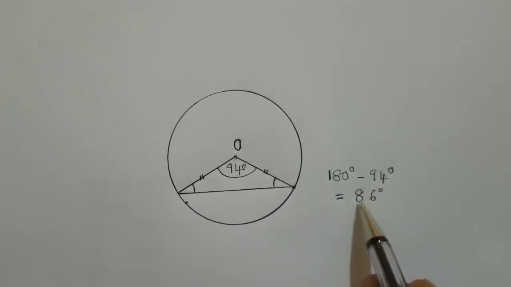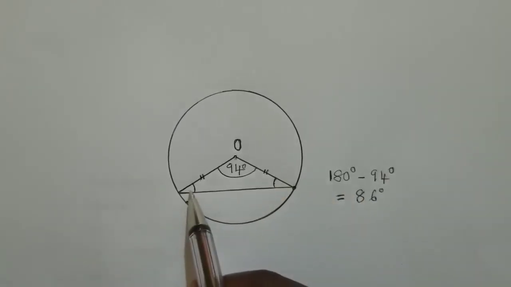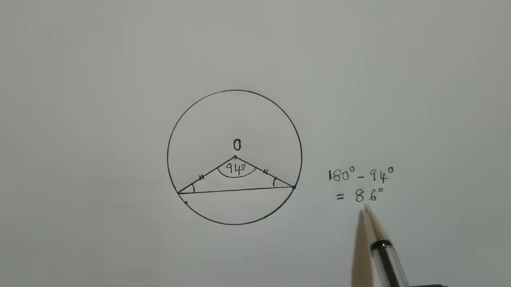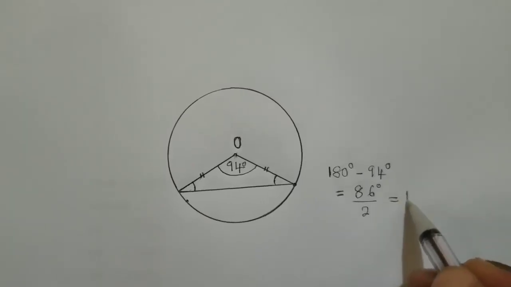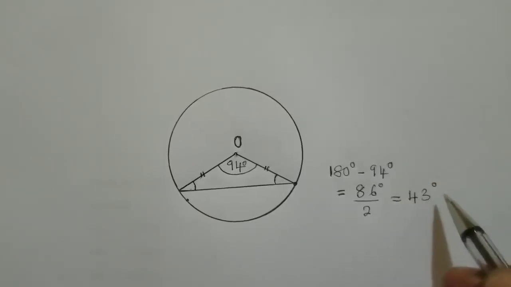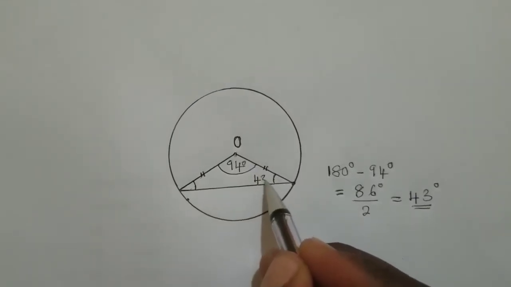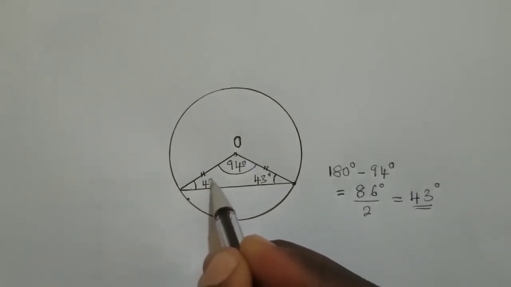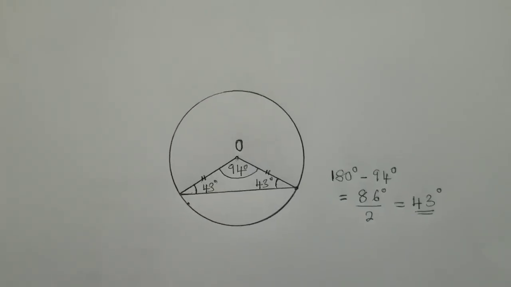Okay? So this is 86 degrees. So now this 86 will be for this and this. Since these two angles are equal, we shall divide this by 2. Divide by 2, we are getting what? We are getting 43 degrees. This is our angle. So the angle here is 43 degrees. Here also 43 degrees. So this is a property which we need to use for us to answer this question right here.